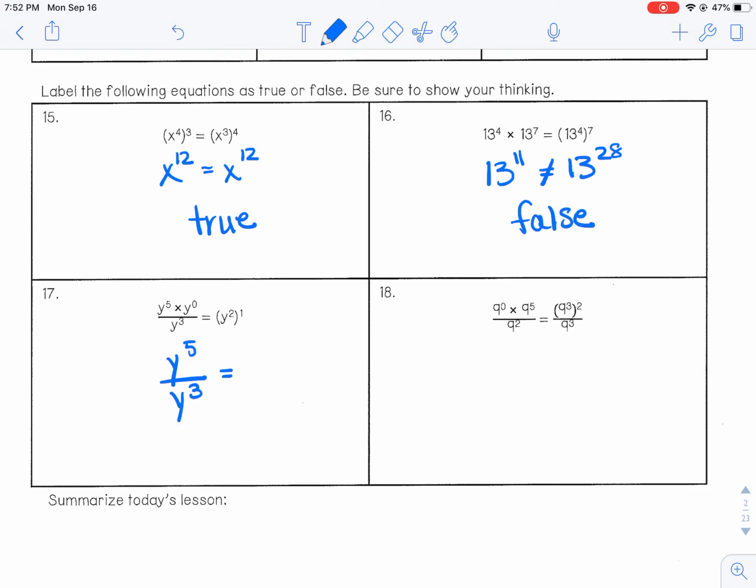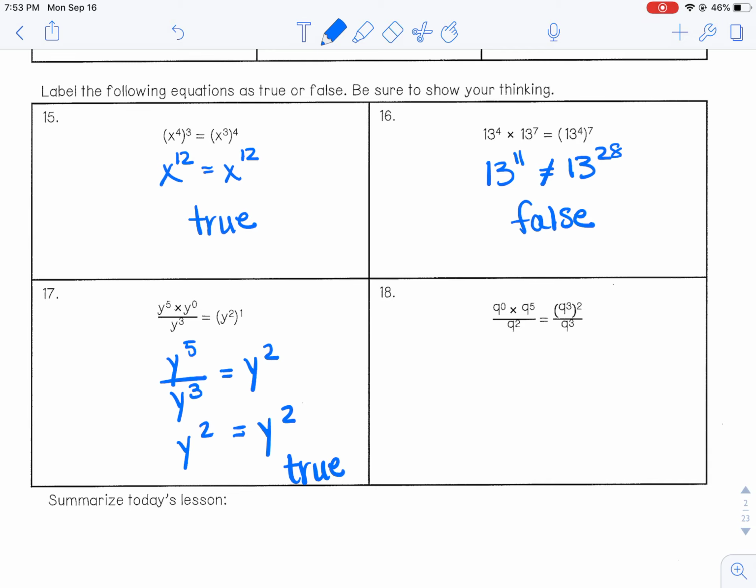On the right-hand side, I have y to the 2nd power raised to the 1st power. So power to a power, I multiply those exponents, and I'm going to be given y squared, or y to the 2nd power. Okay, well, when I'm dividing bases, like bases, I subtract the exponents. So on the left-hand side, I'm going to have y to the 2nd power, because 5 minus 3 is 2. And on the right-hand side, y to the 2nd power. So this one is true.